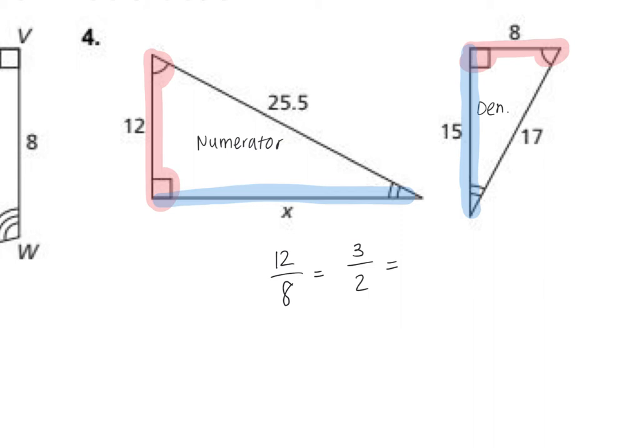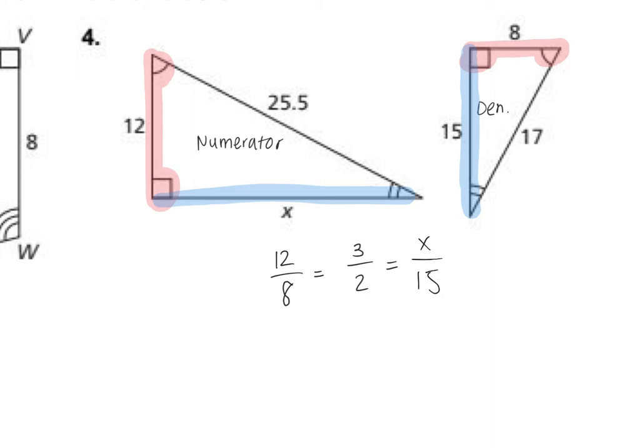It's easier when there are letters, right? Because you can just say, oh, these two letters match up with our similarity statement, okay? But that's not always going to be the case. You're going to get examples like this where you have to look at the angles. All right, so we've got x and we've got 15. Which one goes in the numerator? X. Okay, you have to follow that same pattern. So x goes in the numerator, and 15 goes in the denominator.